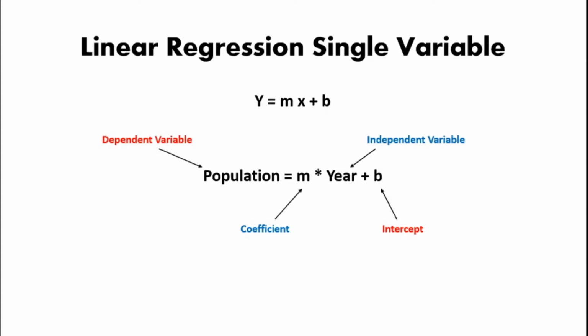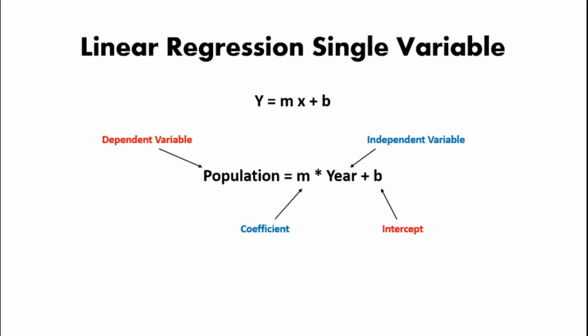So this is the formula of linear regression, that's y equals mx plus b. I'm using our two variables, population and year, and I've fit them into this formula. Population is going to be our dependent variable and year is going to be the independent variable. Now m is the coefficient, which is the slope, and b is the intercept. It's basically the expected mean value and it stays constant.